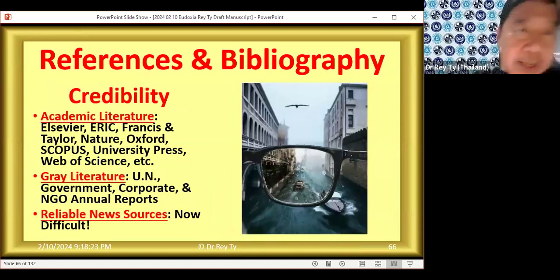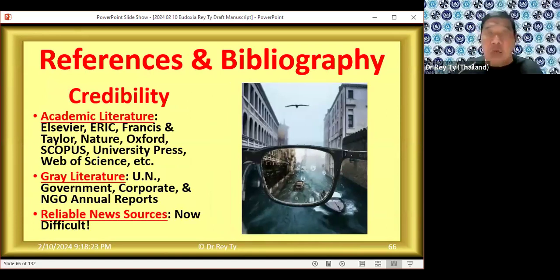I'll explain. And some sources you will use, which are credible, include academic literature, like from Elsevier, ERIC, Francis and Taylor, Nature, Oxford, Scopus, Web of Science, and university press all over the world. Then you have gray literature. Gray literature simply means documents which are not academic, but are credible and acceptable, such as UN reports, government reports, corporate reports, or NGO reports. These are gray literature.